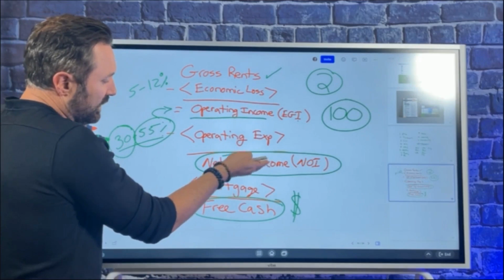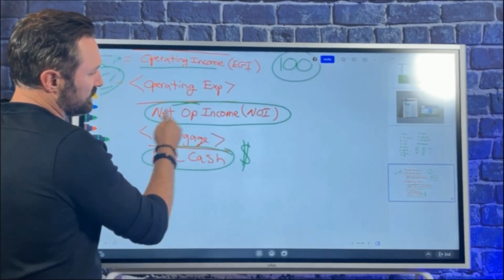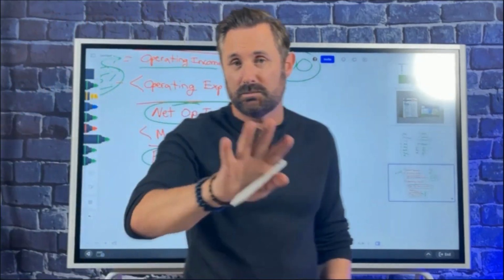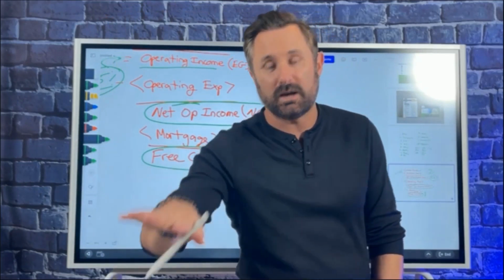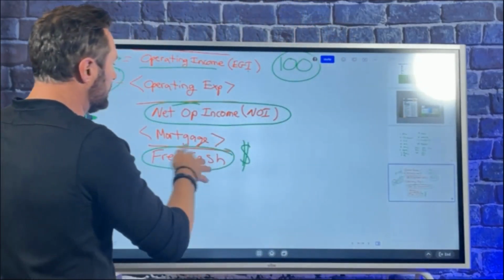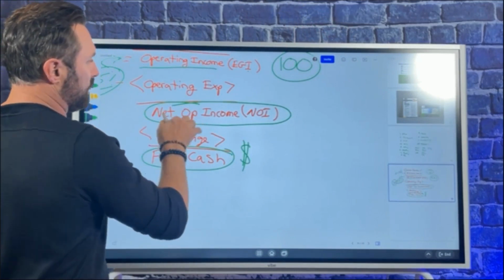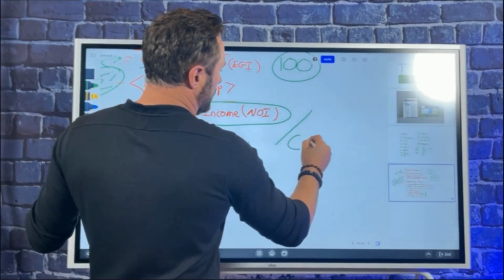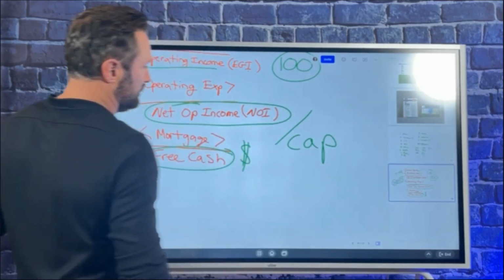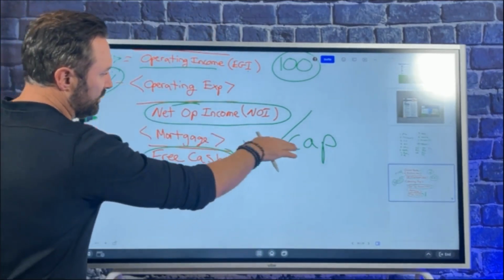Now, this is a very, very critical number, and it's a number everybody talks about all the time. You've probably heard it before, seen it online, net operating income. Why is this so important? Because the value of your property is determined by the net operating income divided by what's called a cap rate.